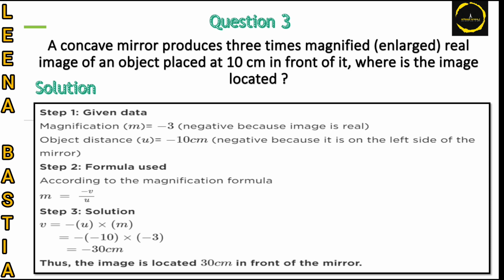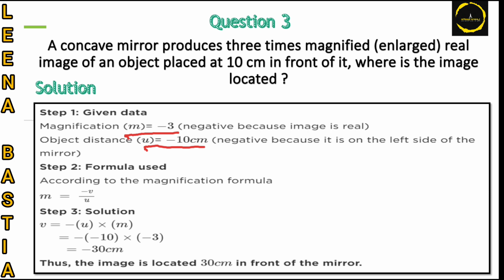Now you have to find out V only here, right? We have to find out V. So what are the given data? It is saying that it is a concave mirror. Okay, it produces 3 times magnified real image. The magnification is given, that is M is -3 here. Then object distance is given. Object distance is always negative. So we have to write U equal to -10 centimeter.